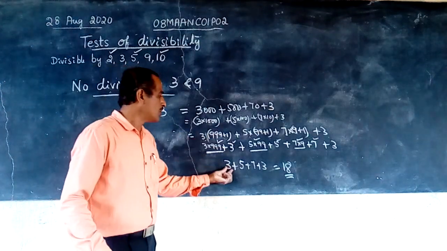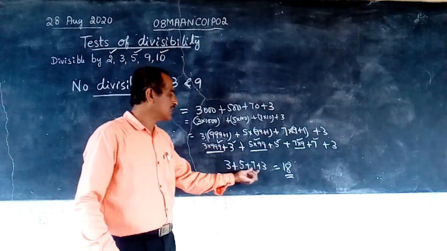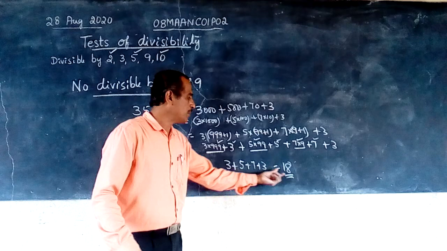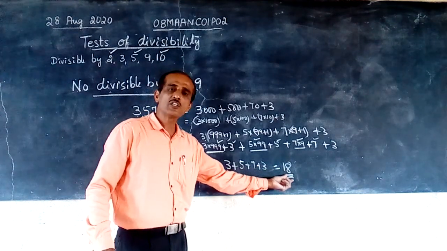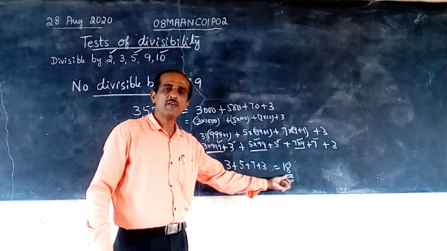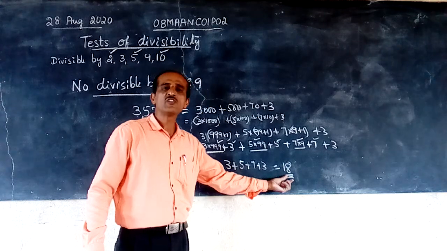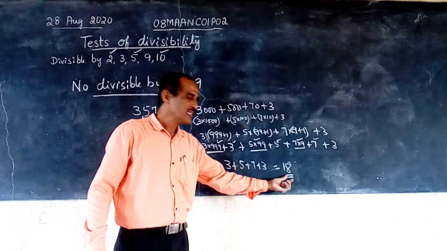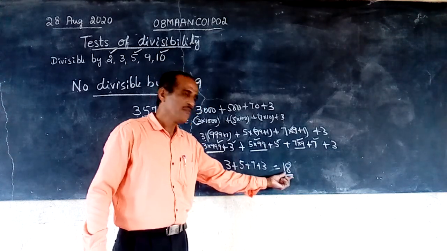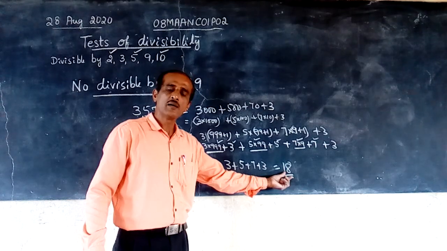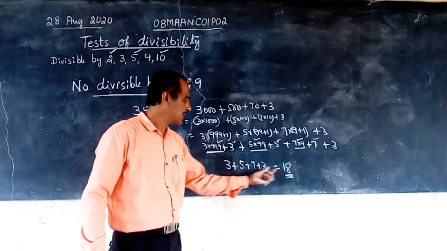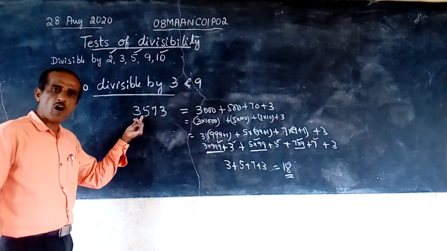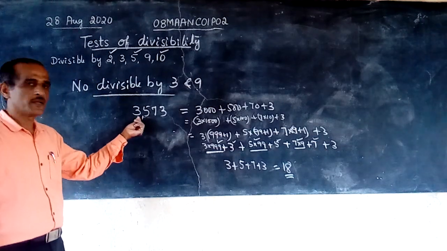What you have to do? You have to add all the digits of the number. The sum of the digits of the number is 18. Whether 18 is divisible by 3? Yes, we can divide 18 by 3. How many times? 6 times, 6 threes are 18. Therefore, we can divide 18 by 3 completely. Therefore, we can say this number is also divisible by 3.